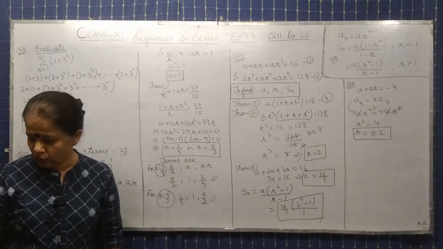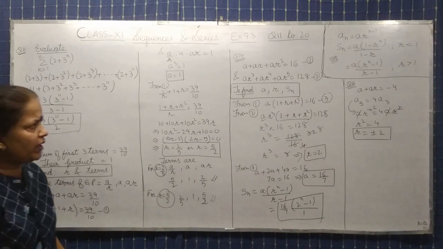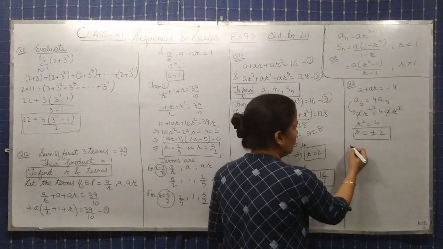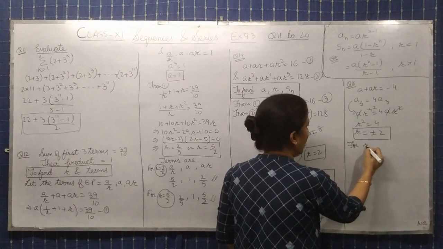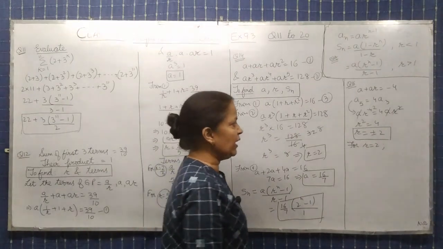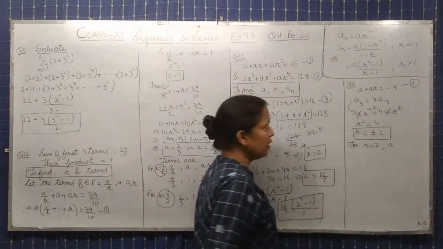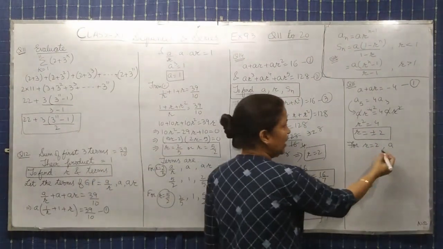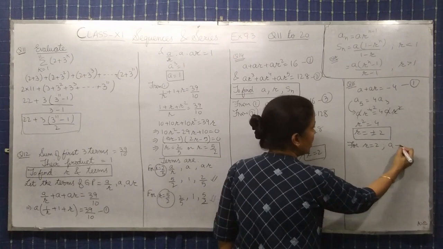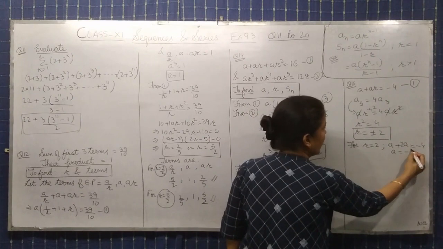Is it clear? And in question 16, they have asked to find the GP. You have to find the GP here. So for R equal to 2, find the A term here. The R value 2, you will put over here in equation 1 to get the value of A. So A plus 2A equals minus 4. So A will be minus 4 by 3.